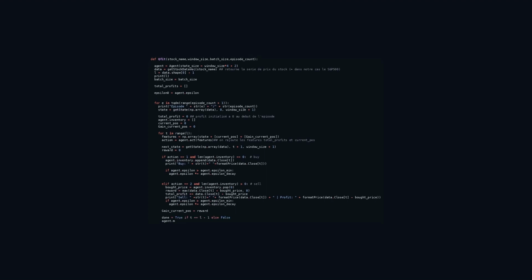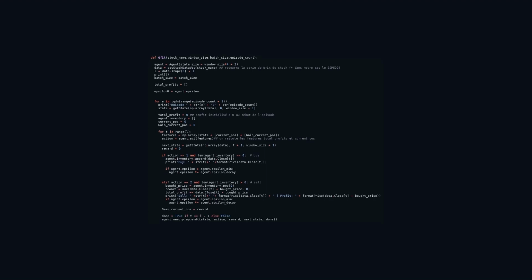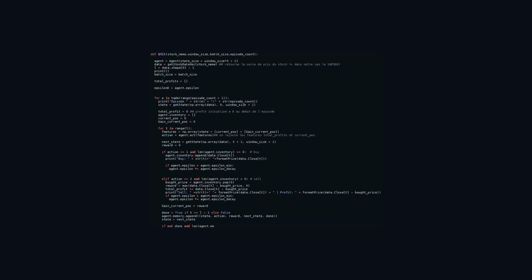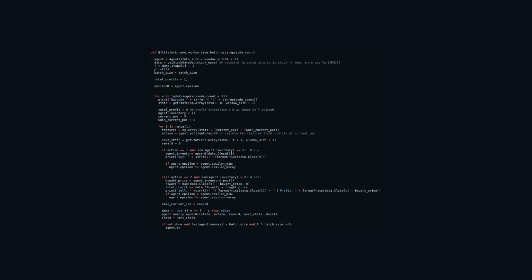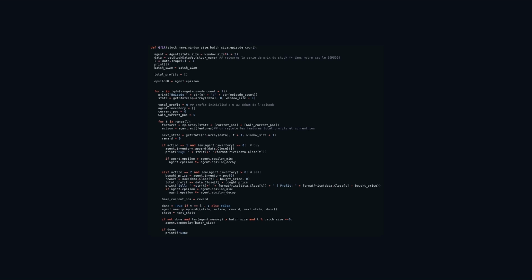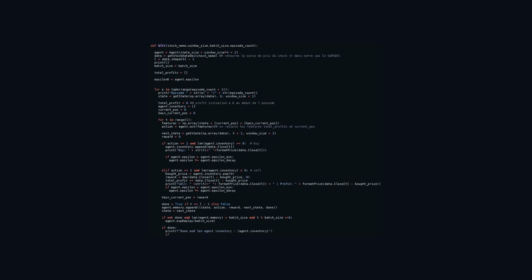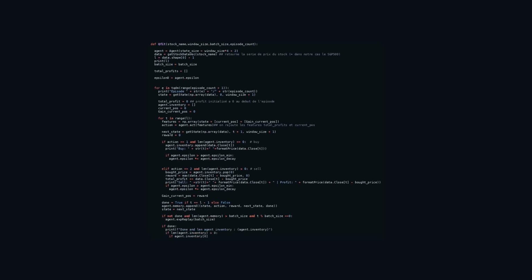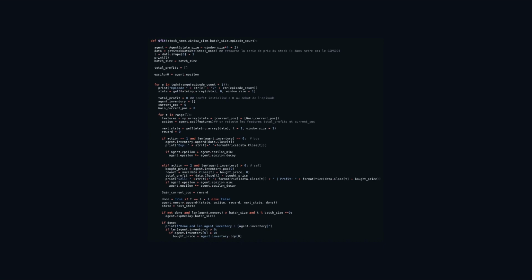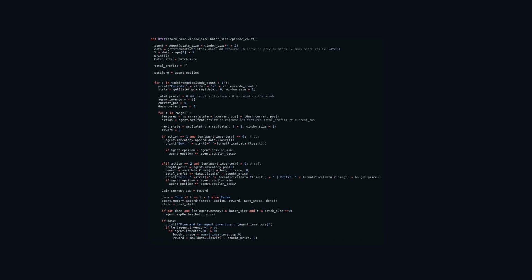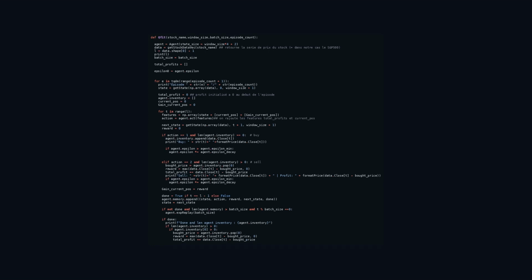The function also incorporates experience replay by sampling a batch of experiences randomly from memory to update the agent's network. When an episode concludes, reaching the end of the data, the agent closes any remaining positions by selling all stocks. It logs the total profit for that episode and stores it in the list. Optionally, the model can be saved every 10 episodes. Lastly, the function returns the list of total profits obtained.